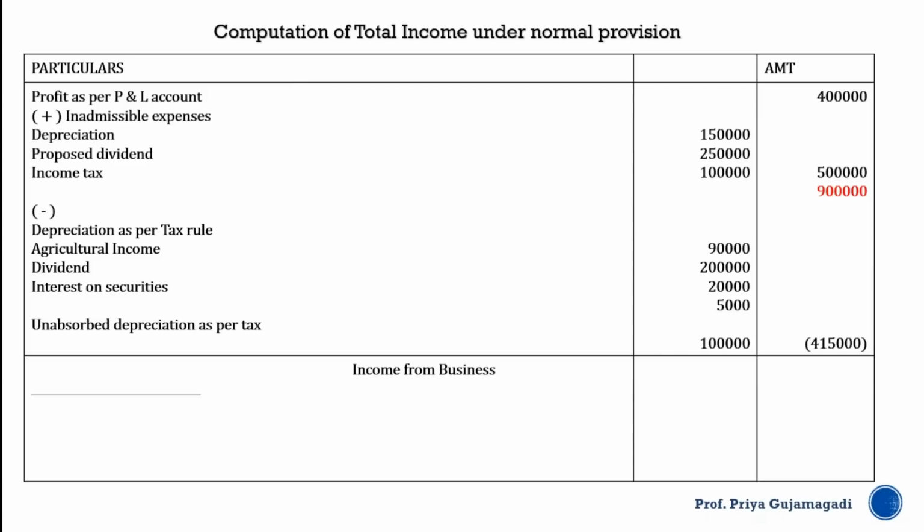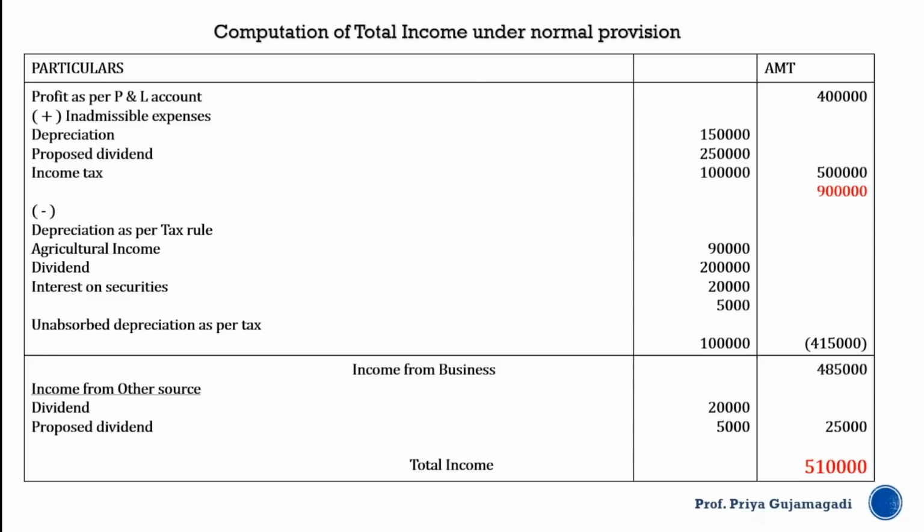But here we are not calculating only business income. So you can see this. Computation of total income. So we need a total income. We need income from all the heads. So income from business is 4,85,000. We have some other heads also that we have to take again. Income from other sources. Dividend 20,000. Proposed dividend or interest on securities 5,000. 25,000 will be the answer. We have to total it. So total income will be 5,10,000.